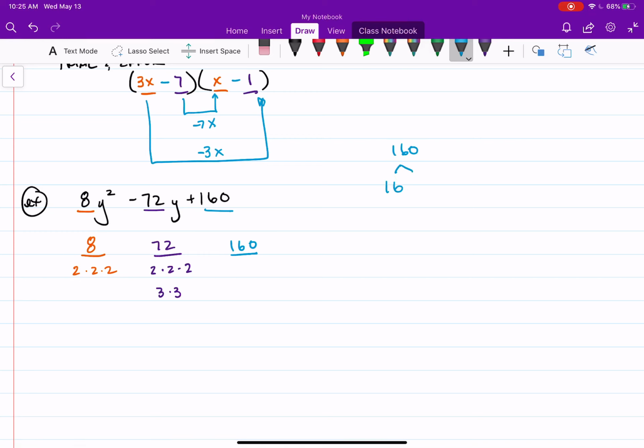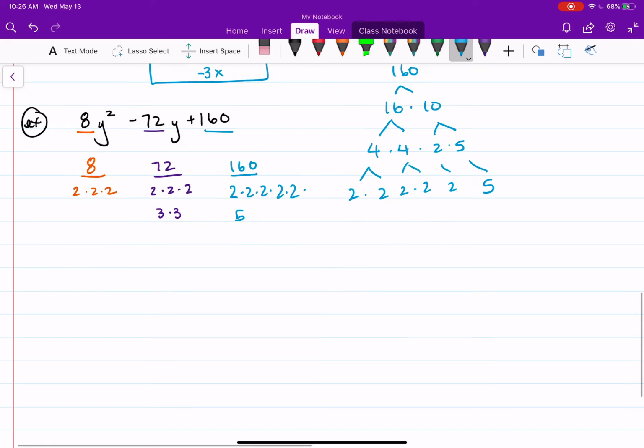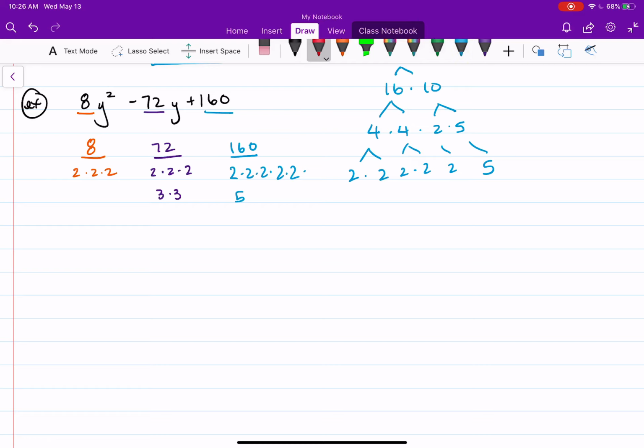I know it's 16 times 10 because it ends with 0. So this goes to 4 and 4. This goes to 2 and 5. 2 times 2, 2 times 2, and 2 and 5. So this is going to be 2 times 2 times 2 times 2 times 2 times 5. Okay?